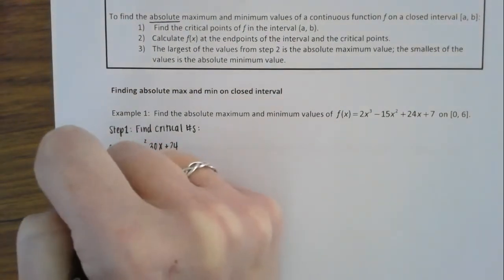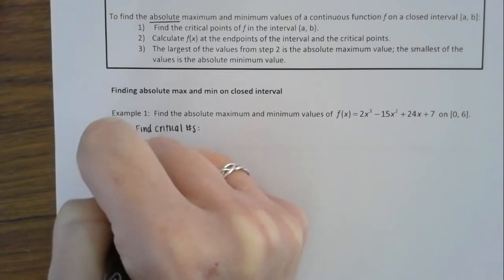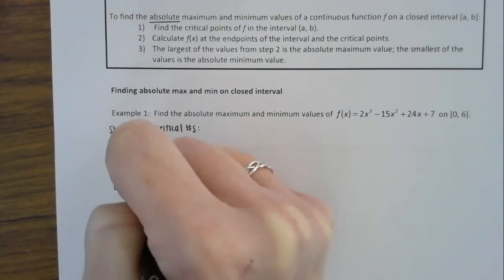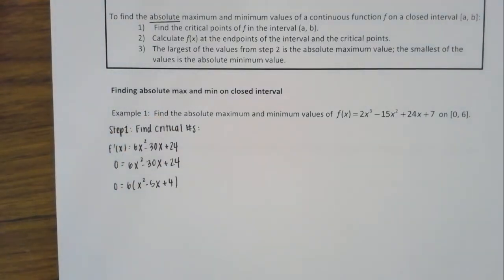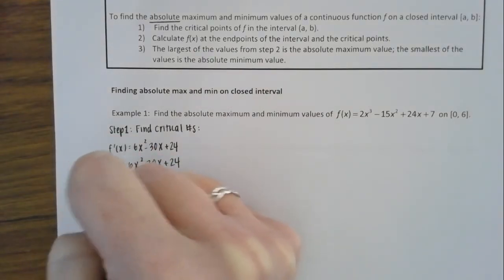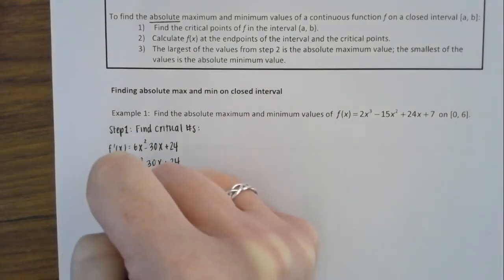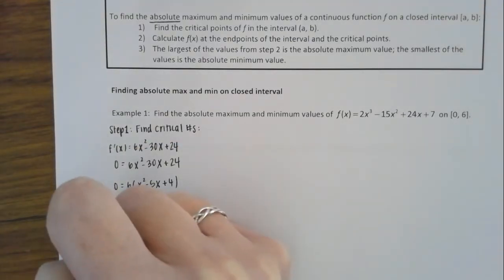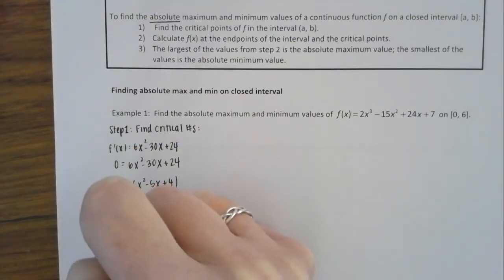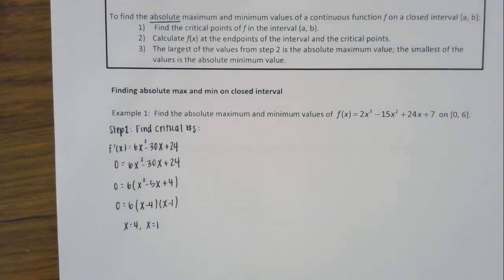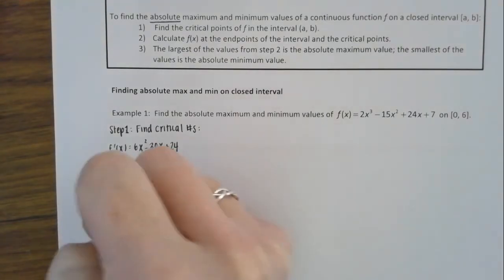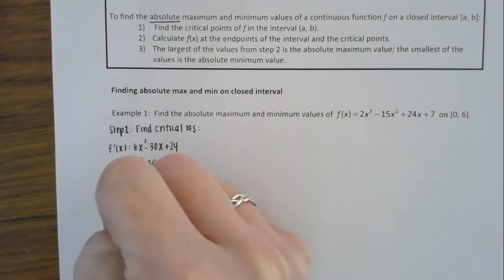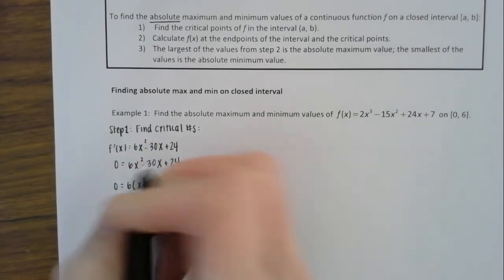And I'll go ahead and factor this. So I think we end up getting factors of x minus 4 and x minus 1. So that's going to give me critical numbers of positive 4 and positive 1 when I separate those out and set them equal to 0 using the zero product property. So here are my critical numbers.